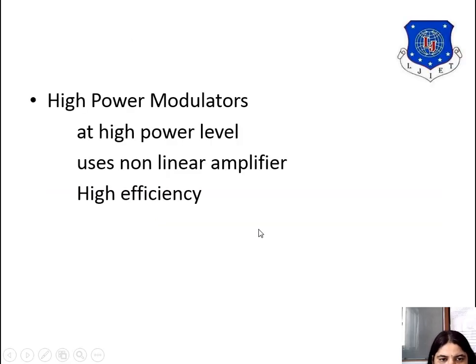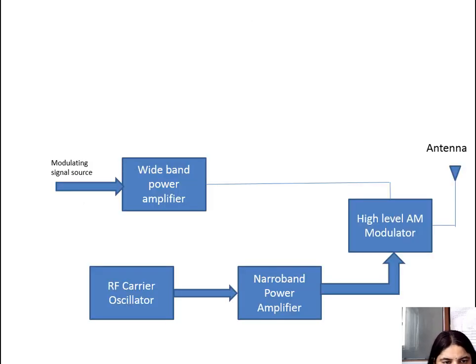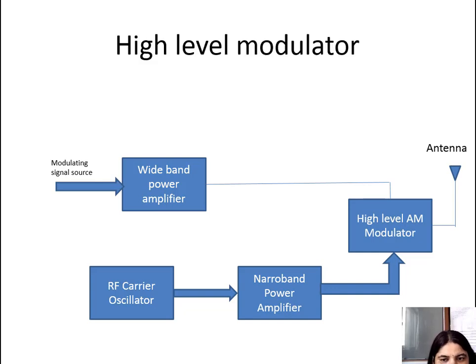Next is the high power modulator. At high power level it uses non-linear amplifiers, which provide higher efficiency. Here you can see the block diagram of the high level modulator. We have the modulating signal and the RF carrier oscillator. Both the signals are first amplified at the input. After amplification, the amplitude modulator produces the amplitude modulated output.